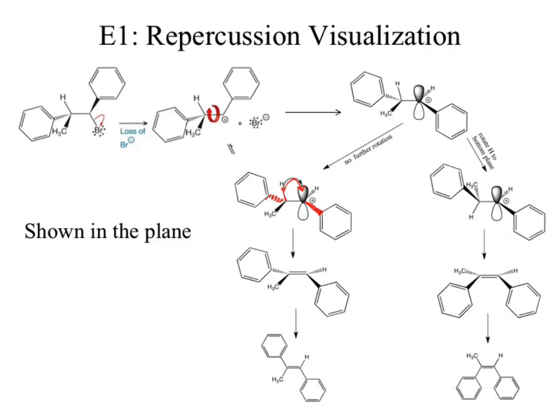I would only get the trans according to that orientation. What happens if after I form that carbocation I get a sigma bond rotation? Now the hydrogen's oriented on the bottom. The result is the methyl and the phenyl have now changed their relative position to the other phenyl. When I do that next elimination, what happens?